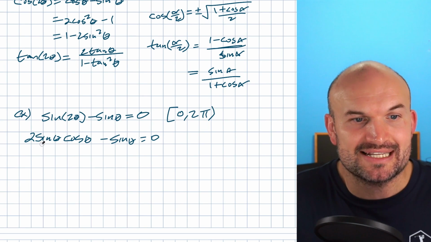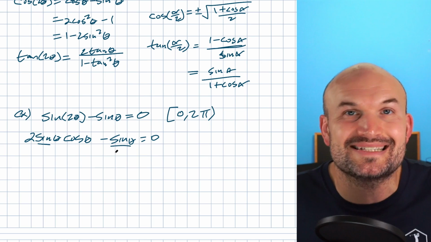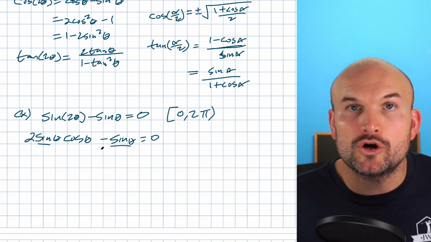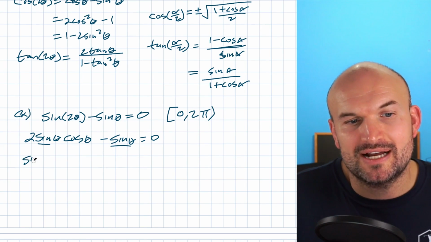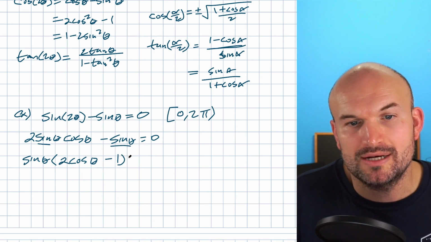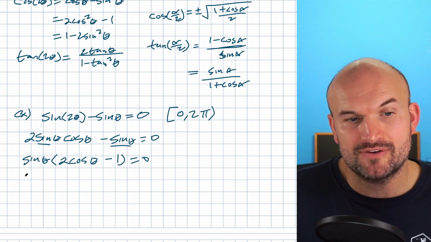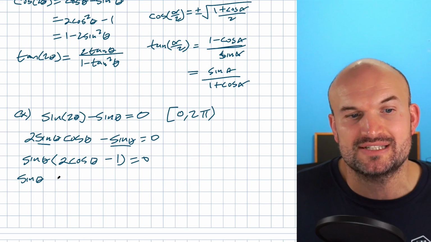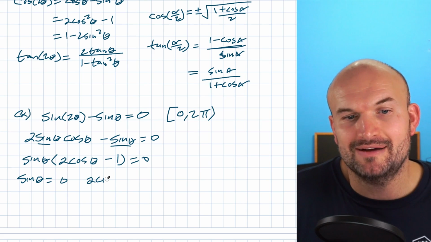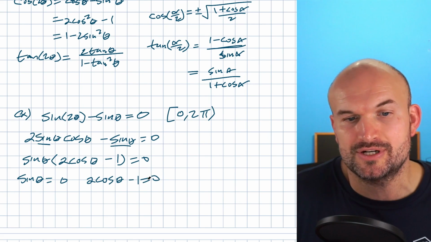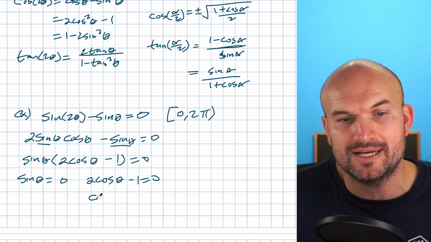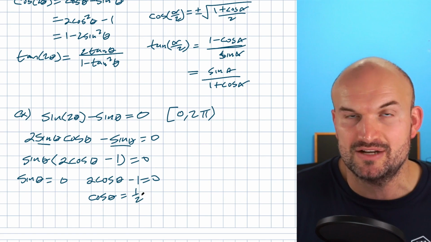Now what I recognize is I can factor out my sine of theta. This is exactly the same process we did earlier in this video. So by factoring out a sine of theta, now I'm left with 2 cosine of theta minus 1 equal to 0. Now I have the product equal to 0, so therefore I can set them both equal to 0. So I have sine of theta equals 0, and I have 2 cosine minus 1 equal to 0, which, adding the 1 and dividing by 2, I get cosine of theta is equal to positive 1/2.